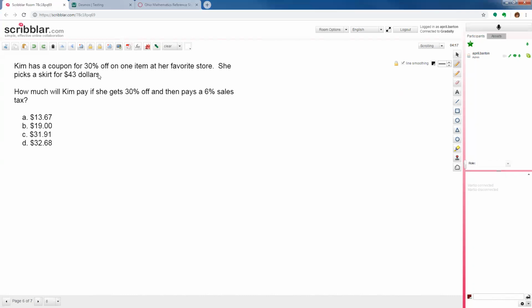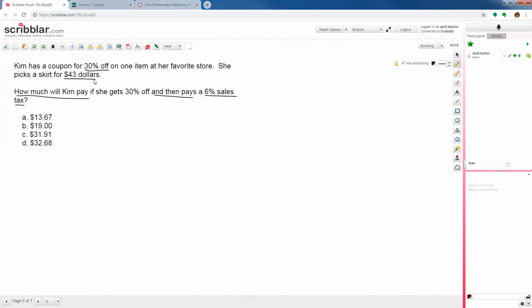So Kim has a coupon for 30% off on one item at her favorite store. She picks a skirt for $43. And notice how I'm underlining the important parts. Underlining can help kind of focus the problem and be like, okay, this is really important. So how much will Kim pay? It's also important to know what they're asking. How much money is she actually going to pay if she gets 30% off and then pays a 6% sales tax? So it's basically 2 steps.